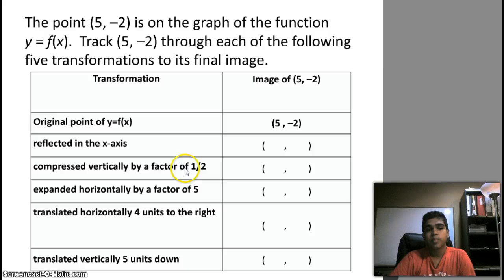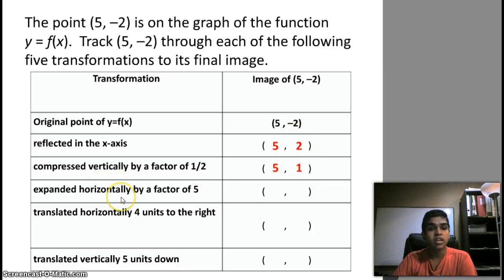So let's get started. First we reflect it over the x-axis, and we get a point of (5, 2). That's because when you reflect over the x-axis, your y value is switched, so from -2 it goes to positive 2. When you compress it vertically by a factor of a half, we have a point (5, 1). That's because when you compress it vertically, you're just making it shorter, which means your y value has to be divided by 2, and hence we get 1.